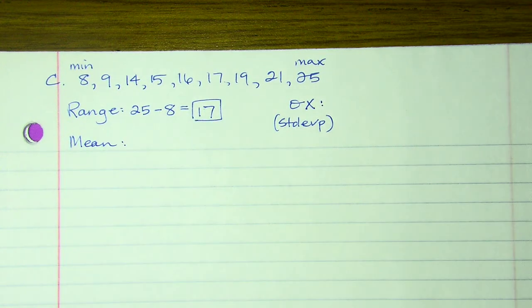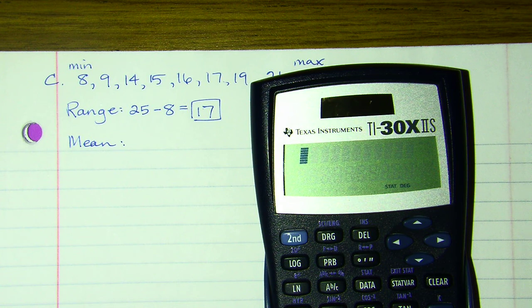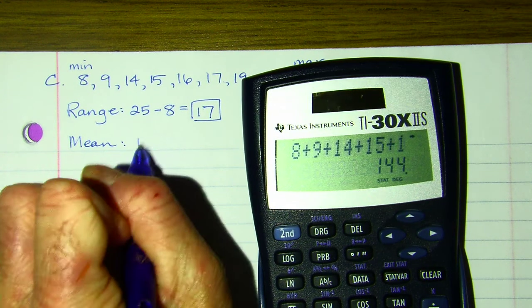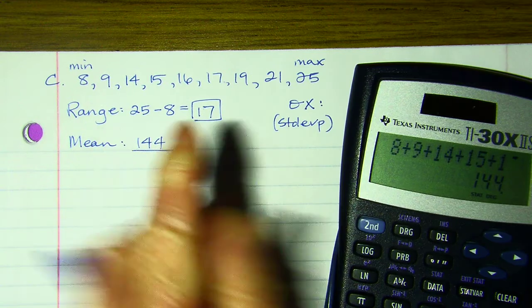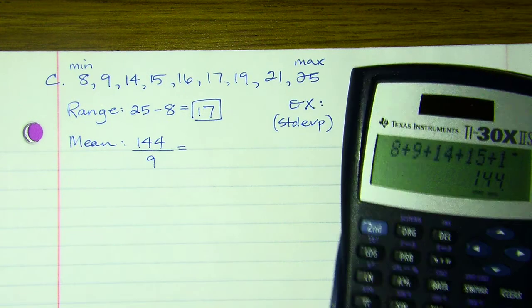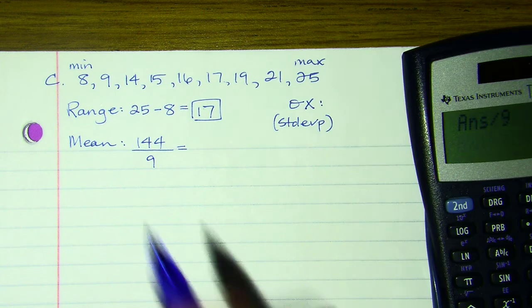Your mean is the sum of all the data. So you can use a calculator if you don't want to use Desmos. So 8 plus 9 plus 14 plus 15 plus 16 plus 17 plus 19 plus 21 plus 25, divided by how many there are? 4, 8, 9. 144 divided by 9, and I get 16.